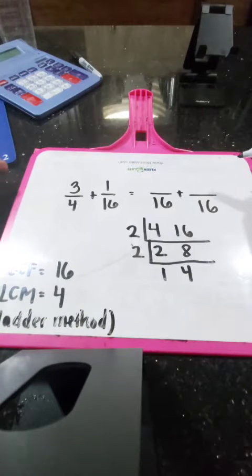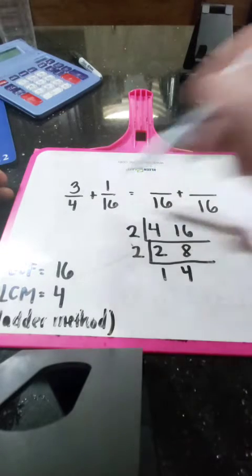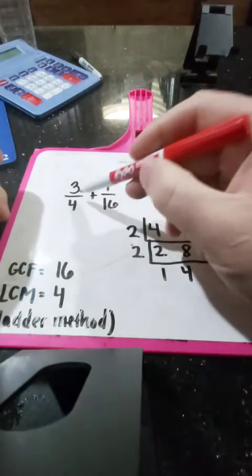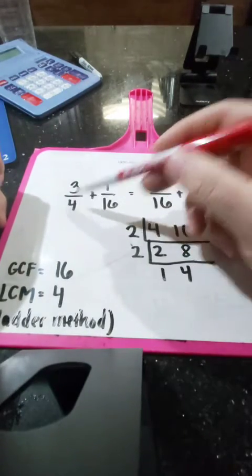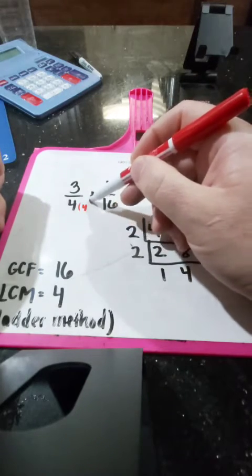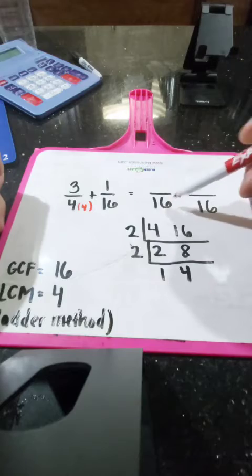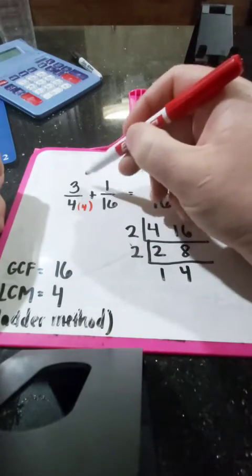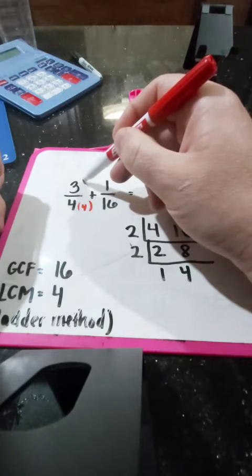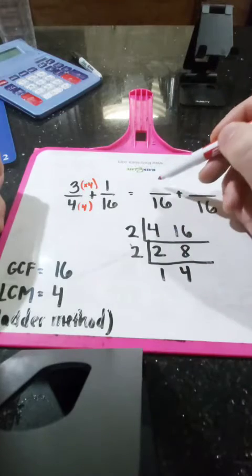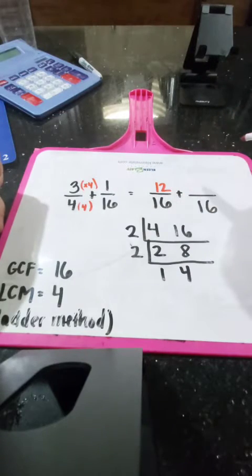All right, so that takes us to how do we figure out how to turn this into 16? Well, in order to do that, we're going to figure out how many times this number can go into here. So we're going to multiply it by 4, because 4 can go into 16 4 times. So we multiply 4 by 4, all right? And then because we did that to the bottom, we must also do it to the top. So we're also going to multiply 3 by 4. 3 times 4 is 12. Okay, see how we did that?